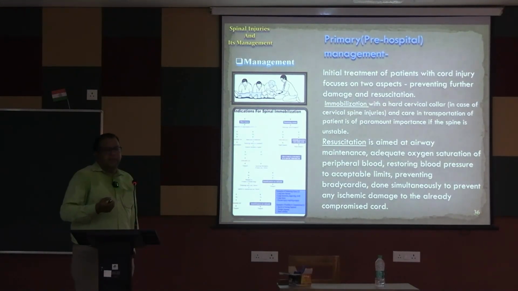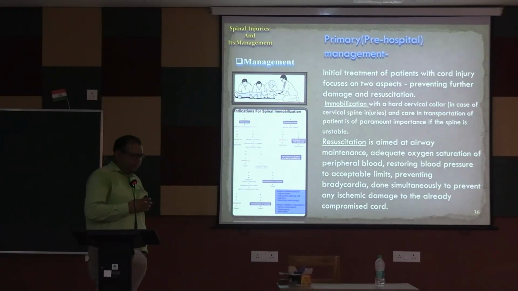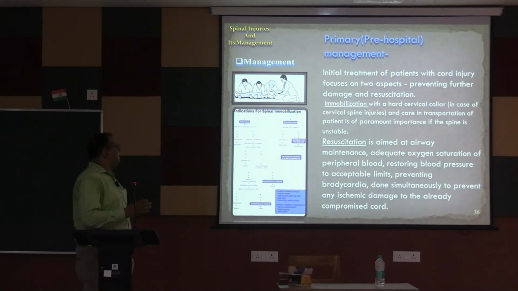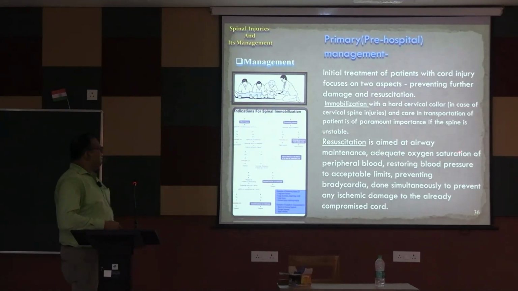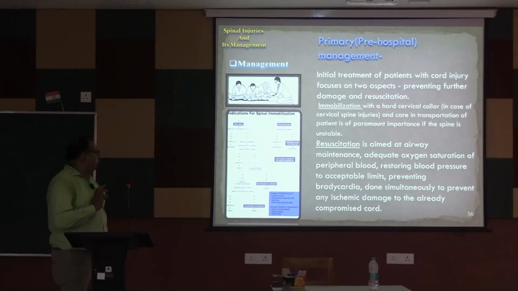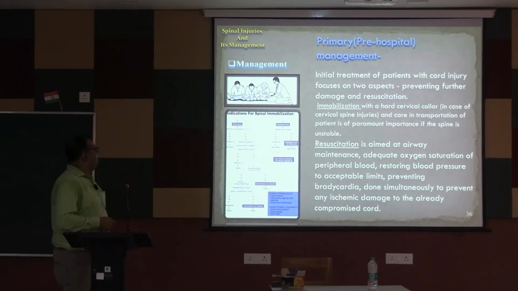Initial treatment is ABCDE, resuscitation of the patient: airway, breathing, circulation. This needs to be done immediately. Resuscitation is aimed at airway maintenance and adequate oxygen saturation. ABCDE, you need to do it first, pre-hospital.